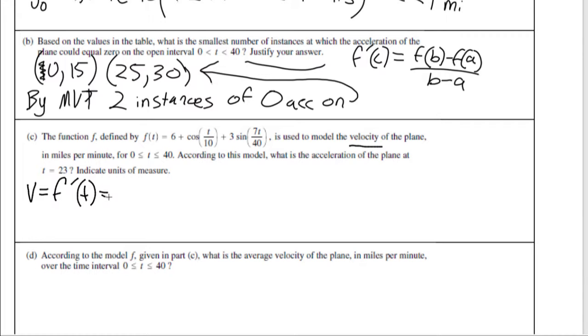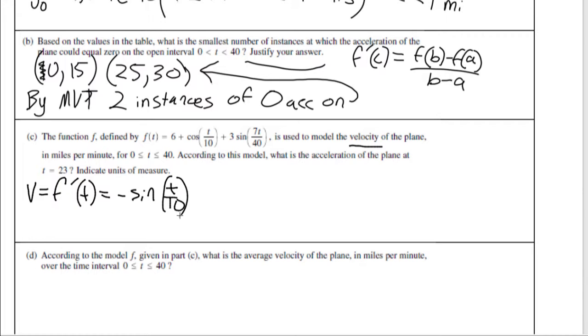If you actually write this out, you might get a point. I haven't looked at the answer key yet, but usually as a force of habit, just say, I'm looking for acceleration, I'm going to be taking the derivative. Let's do that, just showing your work. Derivative of 6: nothing, it's a constant. Derivative of cosine of t over 10: derivative of cosine, negative sine, and then you have to divide the whole thing by 10.